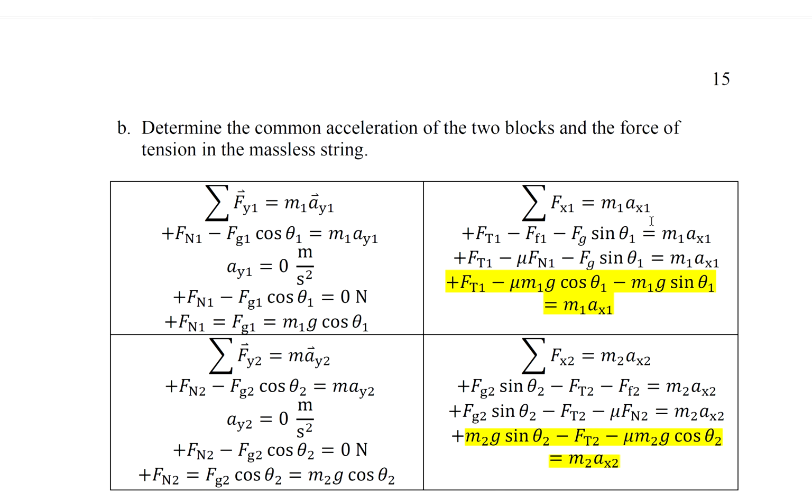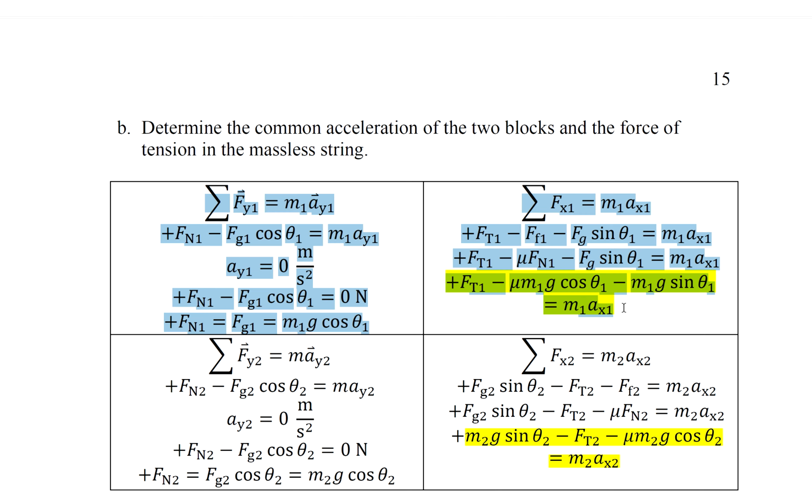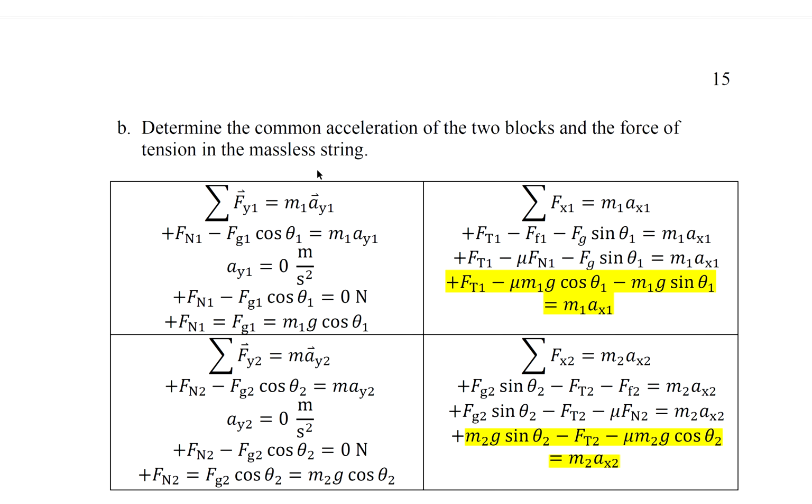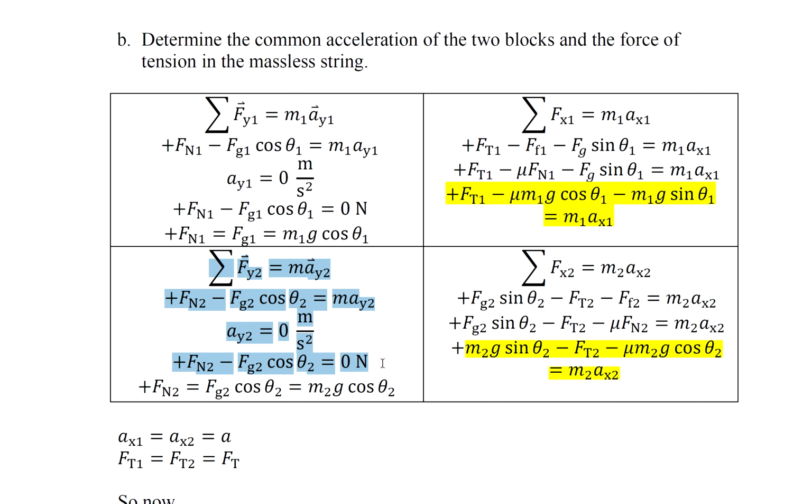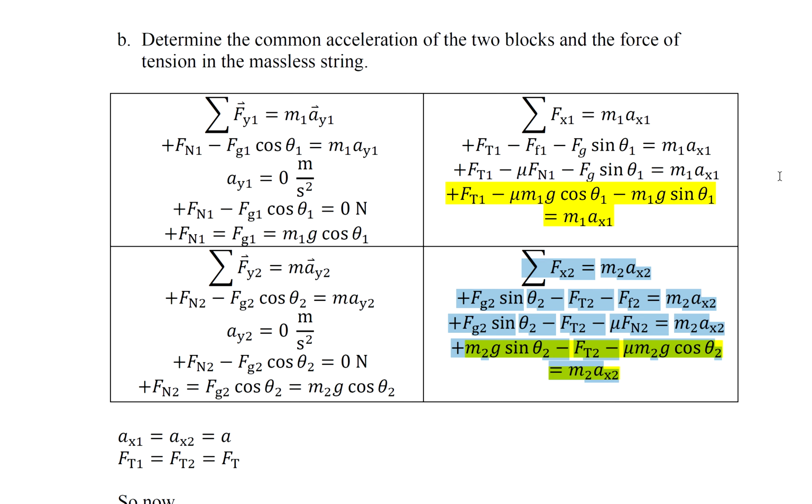Part B, determine the common acceleration of the two blocks and the force of tension in the massless string. So you have to see what I did here. In this first column that I highlighted, this is only for mass 1. So this is for the y-axis. This is for the x-axis. This here is for the y-axis for mass 2. This here is for the x-axis for mass 2.